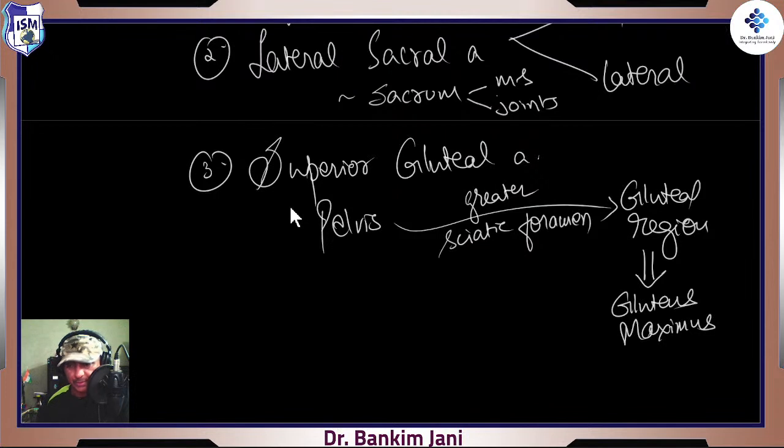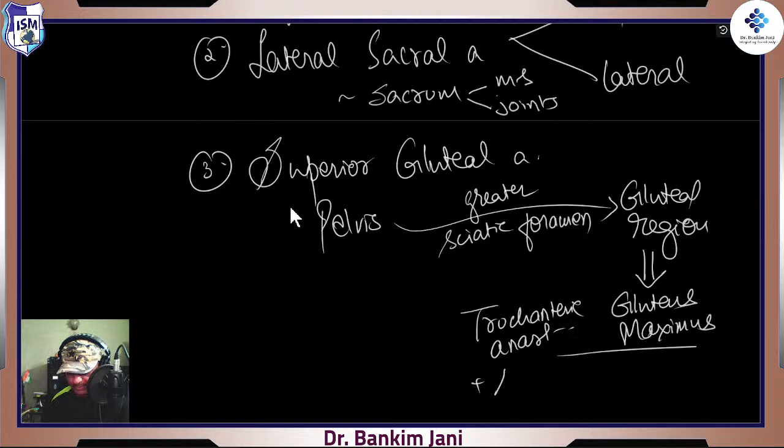Gluteus maximus, right? Then everything, all the bones which are associated, bone, skin, muscles, everything, right? So obviously over here there would be the trochanter. So the trochanteric anastomosis plus the skin around it, muscles, right? They are supplied by this superior gluteal.